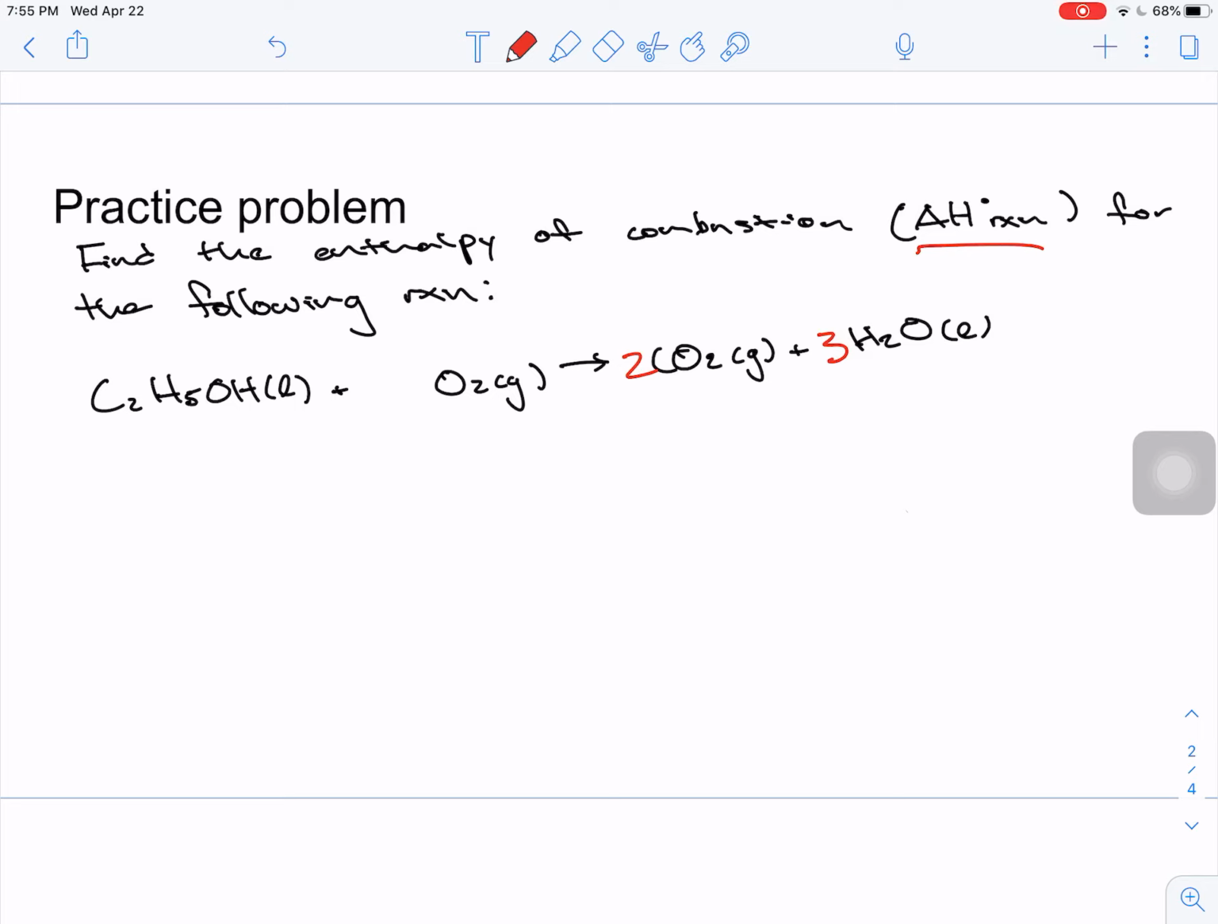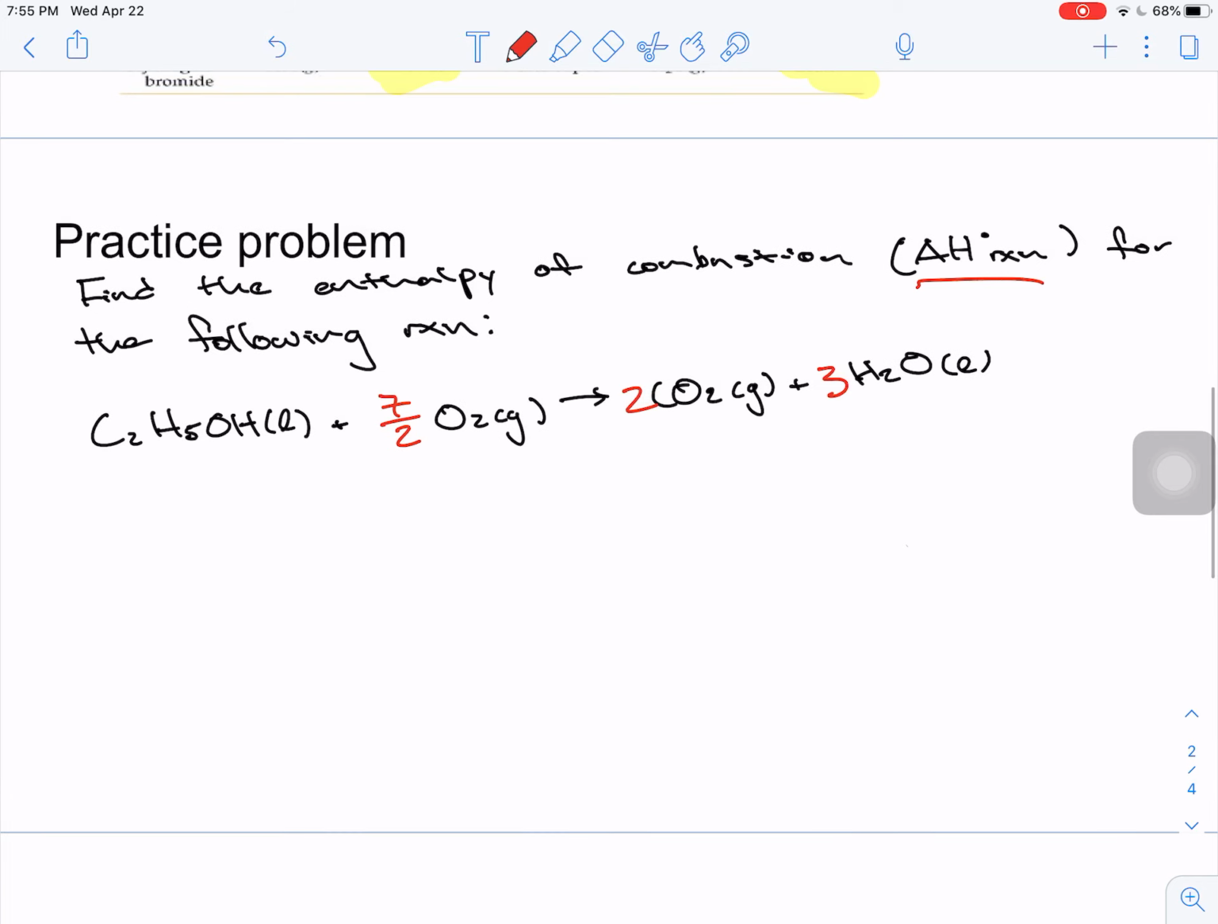And now I need to find how many oxygens I need. Unlike when you are balancing normal chemical equations, you are allowed to use fractions for this. So you can put 7/2. However, if you want to do it the way you are familiar with, you are 100% allowed to multiply the whole equation by 2, like we're used to. That'll get you the same numbers.